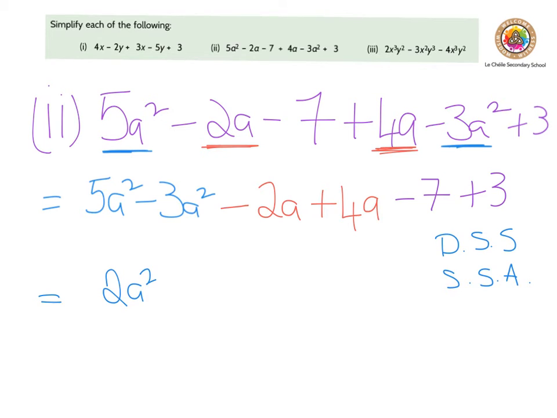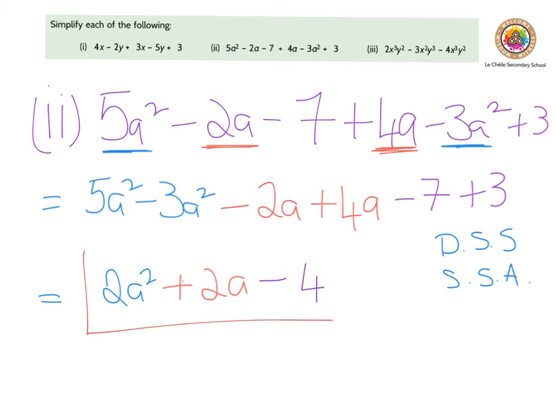Here I have minus 2a plus 4a. Again, different signs subtract, so 4 take away 2 leaves me with 2a, and I keep the sign of the bigger number. 4 was the bigger number, it's positive, so I keep the positive sign. And lastly, here I have minus 7 plus 3. Again, different signs subtract. 7 take away 3 is 4. Which was the bigger number? 7 was, and it had a minus sign, so that's what I keep.